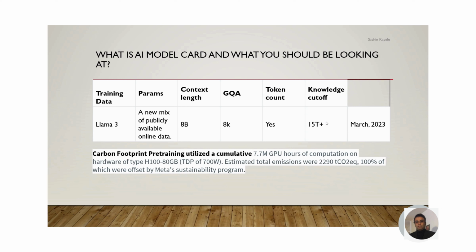When you are looking at any model, you should definitely look at these parameters also. So that's all about a model card and what you should specifically look at when you're looking at ChatGPT or something like that.